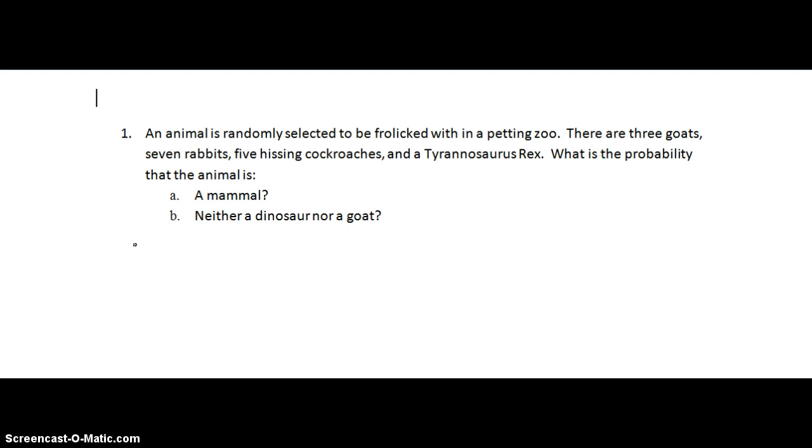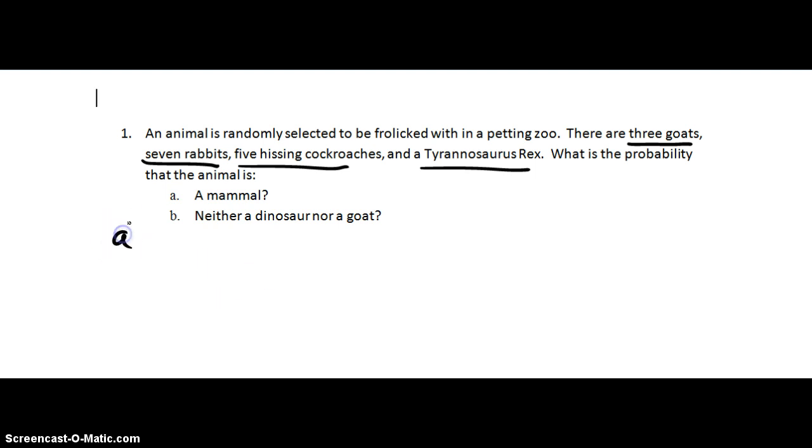Okay, so you're back. So an animal is randomly selected. Let's see, we have 3 goats, 7 rabbits, 5 hissing cockroaches, and a T-Rex. So that's 3 plus 7 is 10, plus 5 is 15, plus 1 is 16. So the total number of animals is 16.